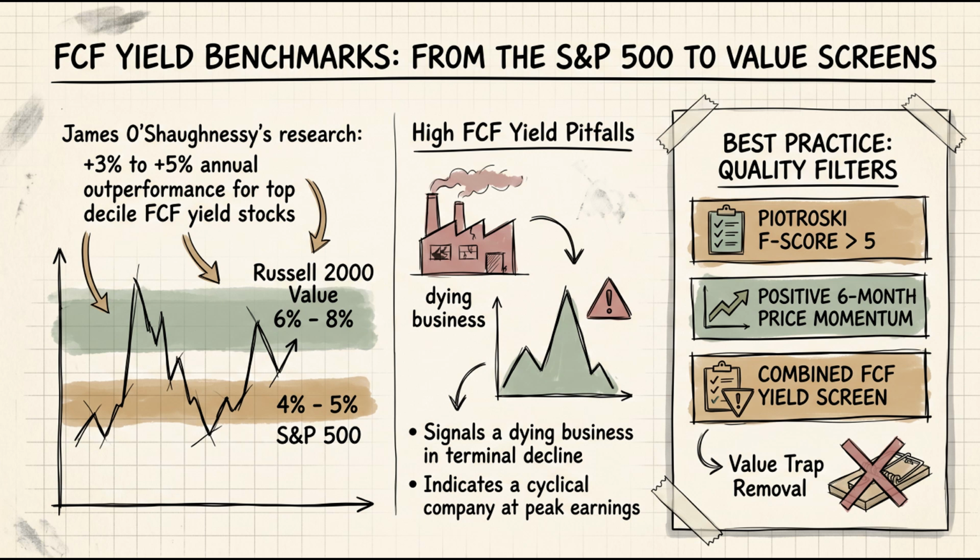However, a high yield alone is not enough. It can signal a dying business or a cyclical company at peak earnings. Always combine this with quality filters, such as a Piotroski F-score above 5, to avoid value traps.